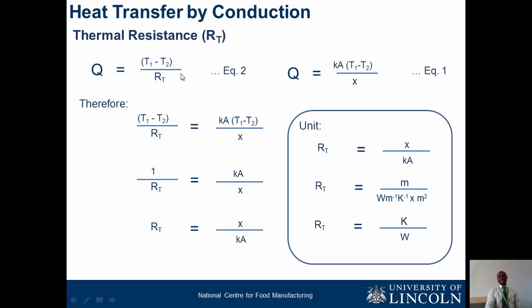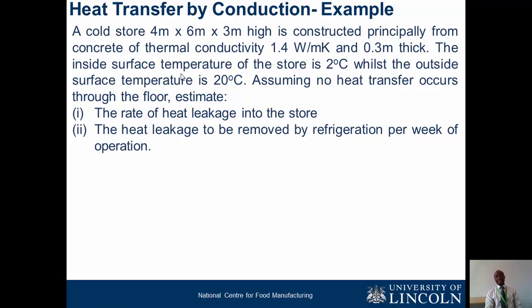Now let's look at an example. Let's apply the equation we've gotten to a particular example. This is an example of a coaster which is constructed from concrete of a thermal conductivity of 1.4, and the thickness of the material is 0.3. The inner temperature is 2, outside temperature is 24 degrees Celsius. Assuming no heat transfer occurs through the floor, estimate the rate of heat leakage into the store. And second, estimate the heat leakage to be removed by refrigeration per week of operation.